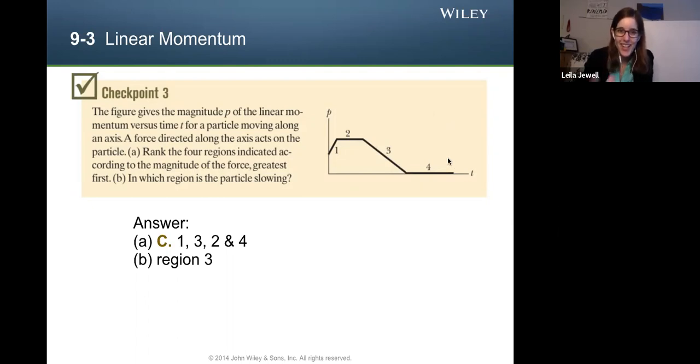All right, so that is linear momentum, and that sets us up to be able to later apply it to what we've seen in lab, the conservation of momentum. That's coming, but we'll take a little bit more to get there first.